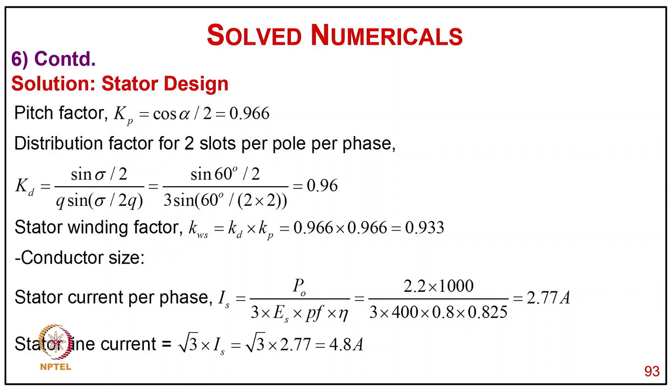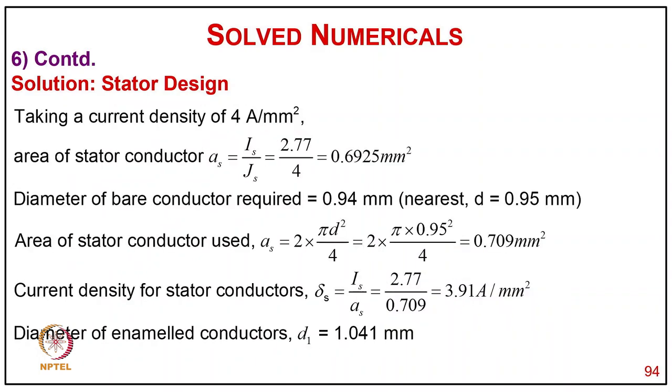Now the conductor size calculation. The stator current is Is equal to P upon 3 Vs into PF into efficiency, putting values, 2.77 ampere, and stator line current is root 3 Is, that comes 4.8 ampere. Now taking current density 4 ampere per millimeter square, the area of stator conductor is as = Is upon Js, so it comes 0.6925 millimeter square, and the diameter of bare conductor comes 0.94 millimeter. So the nearest is 0.95.